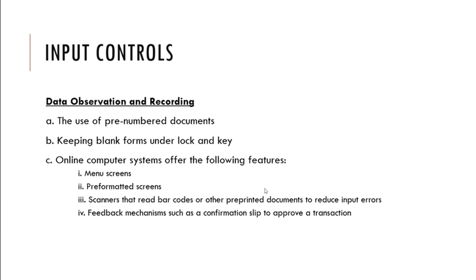And then, for online computer systems, you offer the following features. Menu screens. Kana bang user-friendly na lang siya nga screen. Igtanaw nimo kabalo na ka unsa i-input diri dapita, unsa i-input diri dapita. Pre-formatted screens. So for example, if we want to input a new sales invoice, pag tan-aw nimo sa screen, naa na dayon ni field nga name of the client. So you have to input the name of the client. And then, unsa nga product iyang gipalit. So, input pod nimo. Quantity. Murag, i-guide na mo ba kung unsay dapat ninyo i-input sa atong system. Scanners that read barcodes or other pre-printed documents to reduce input errors.